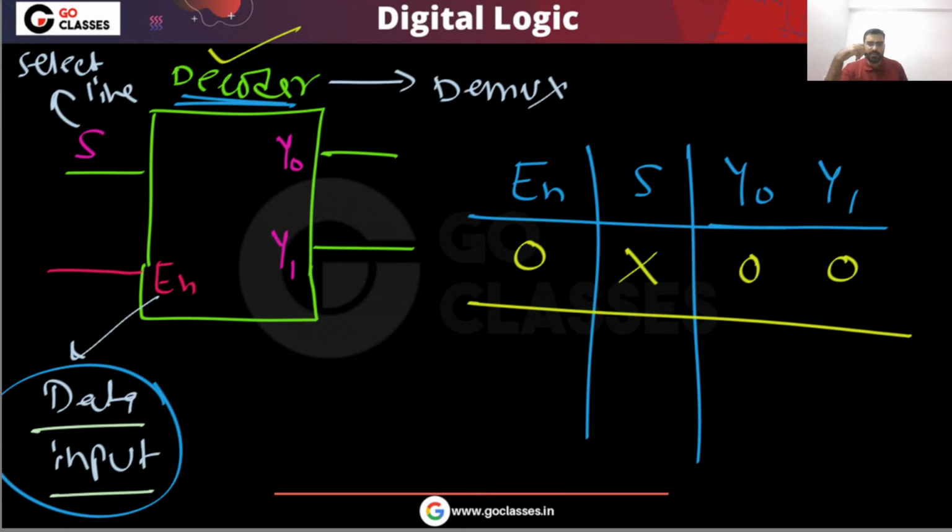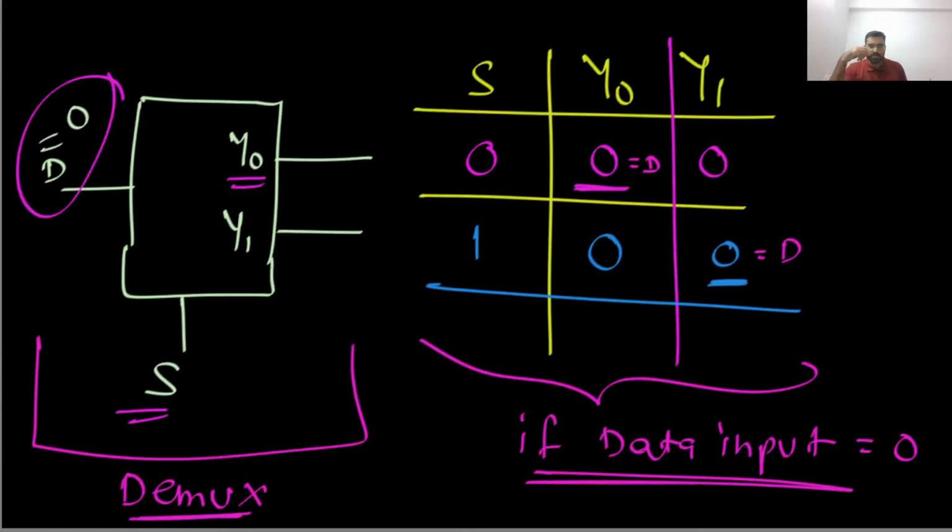Tell me, is this the behavior we want for a demultiplexer if I use this as data input? Do we want this behavior for a demultiplexer? Yes, of course. Yes or no?